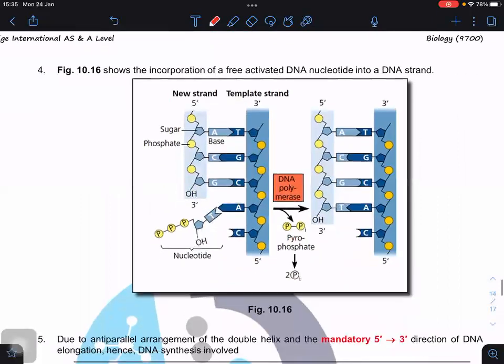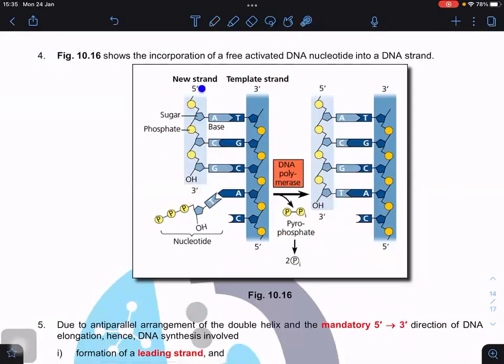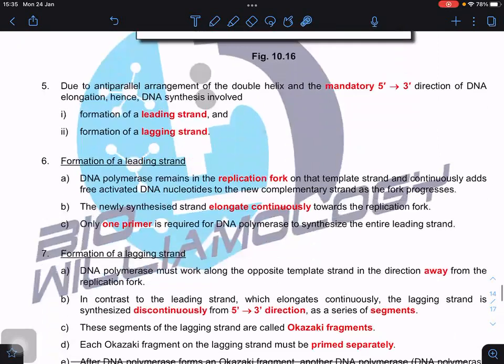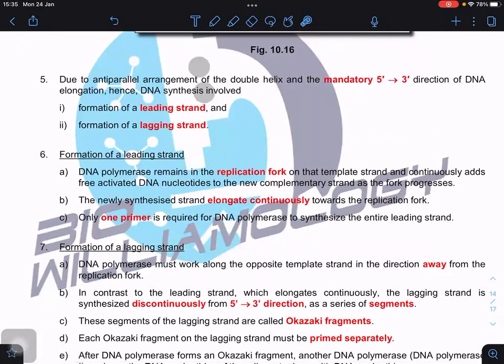So in this diagram, can you see that, guys? The reaction starts from 5' and continues all the way to 3'. So the nucleotide is free activated with 3 phosphate groups, remove 2 phosphate groups, then form the phosphodiester bond. The enzyme involved here is DNA polymerase. Okay. So due to the anti-parallel arrangement of the double helix and the mandatory 5' to 3' reaction, you're going to form leading and lagging strands.